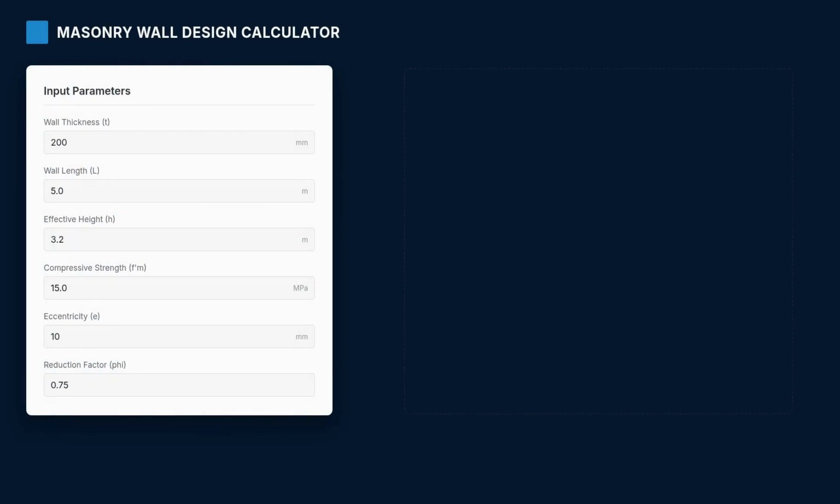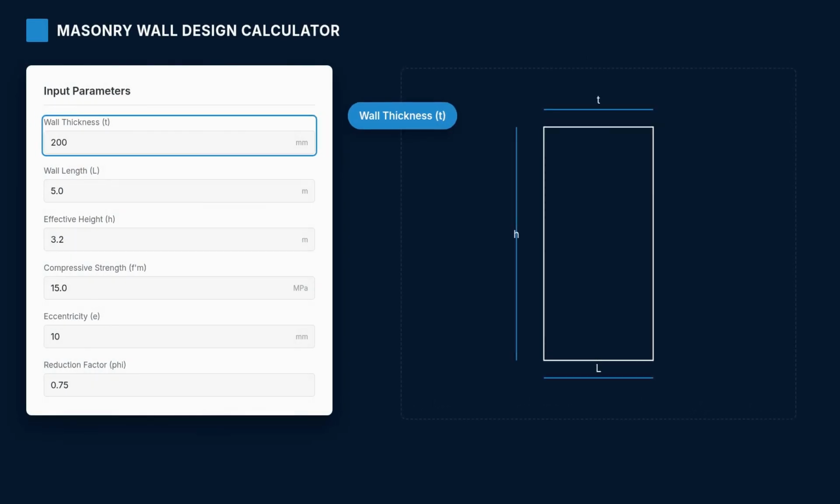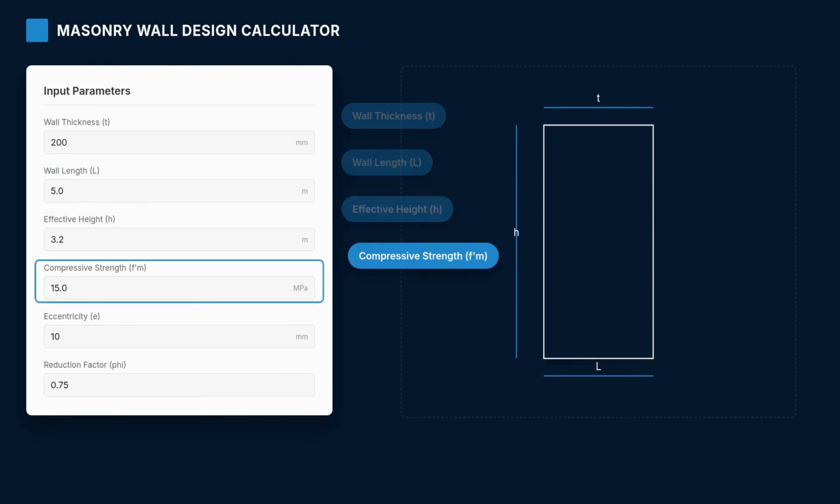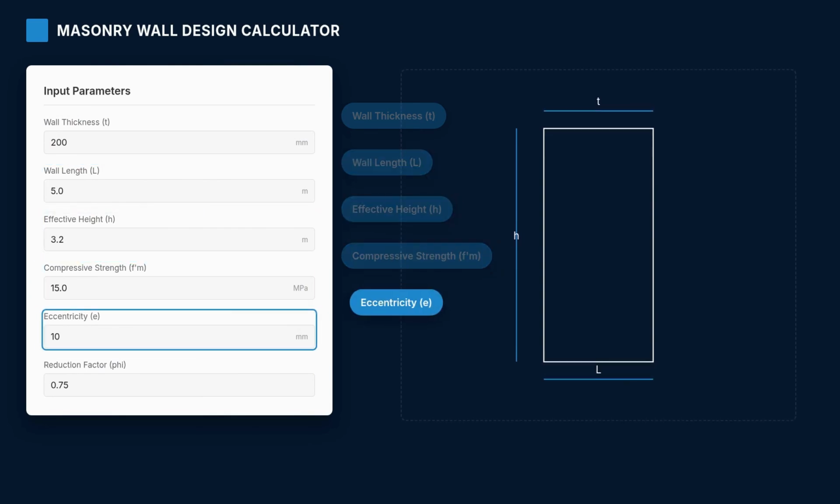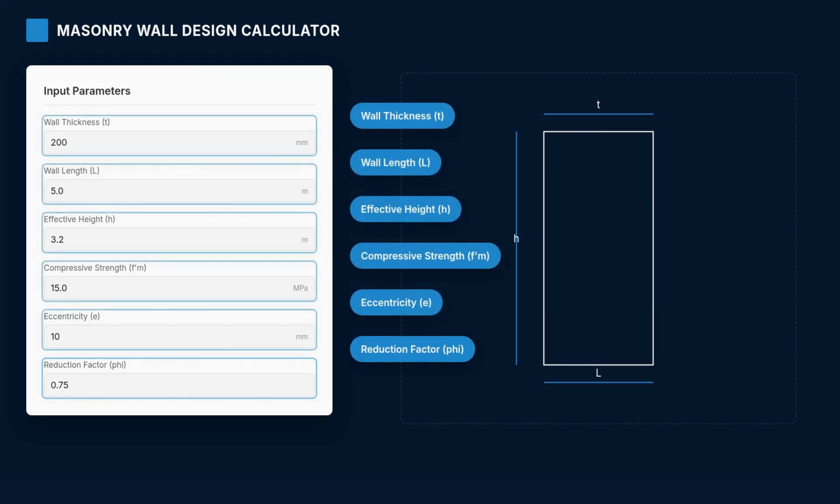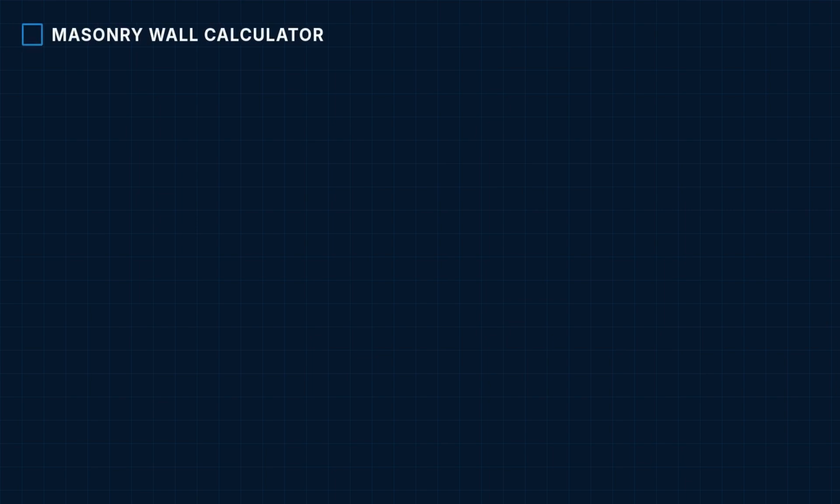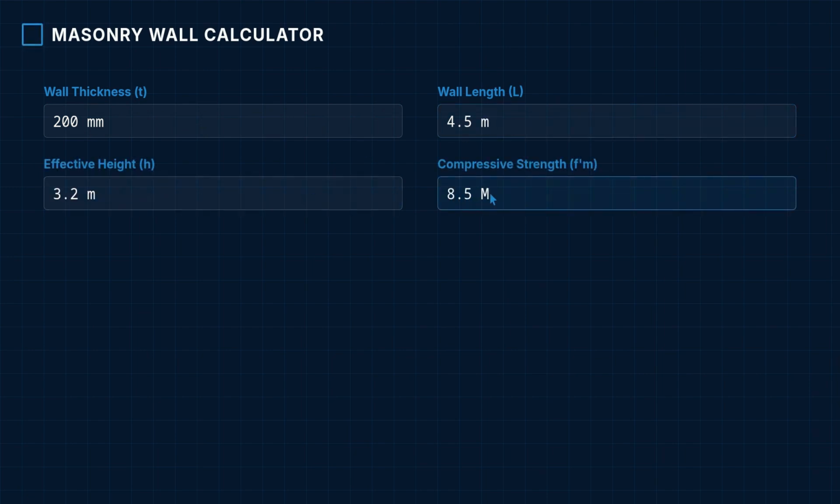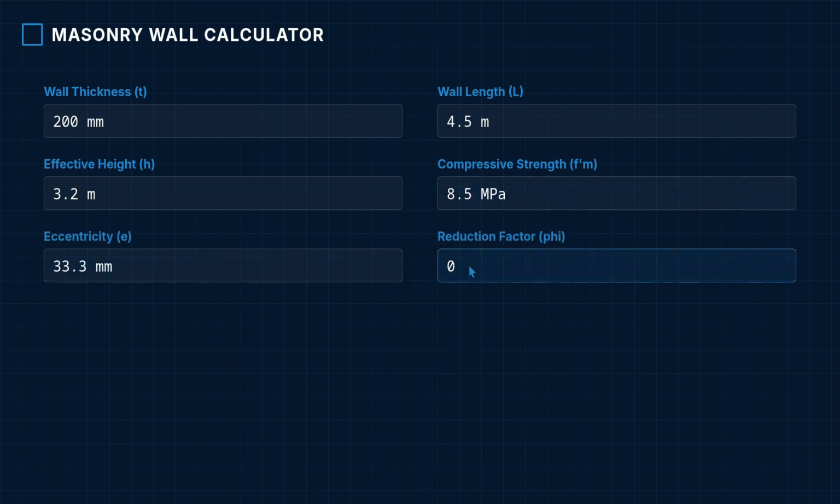The required inputs are wall thickness T in millimeters, wall length L in meters, effective height H in meters, masonry compressive strength f'm in megapascals, eccentricity e in millimeters, and reduction factor phi. Let's work through an example. I'll enter wall thickness of 200 millimeters, wall length of 4.5 meters, effective height of 3.2 meters, masonry compressive strength of 8.5 megapascals, eccentricity of 33.3 millimeters, and reduction factor of 0.6.